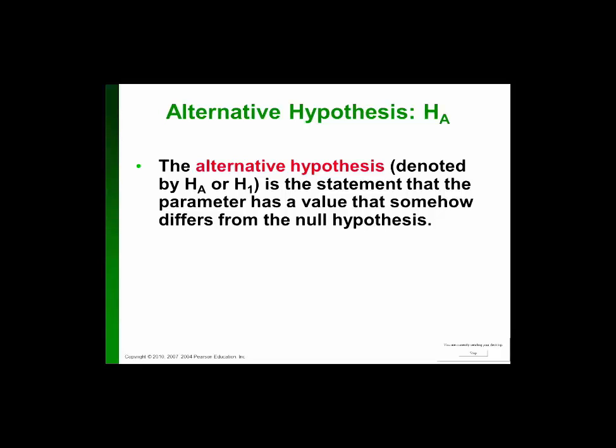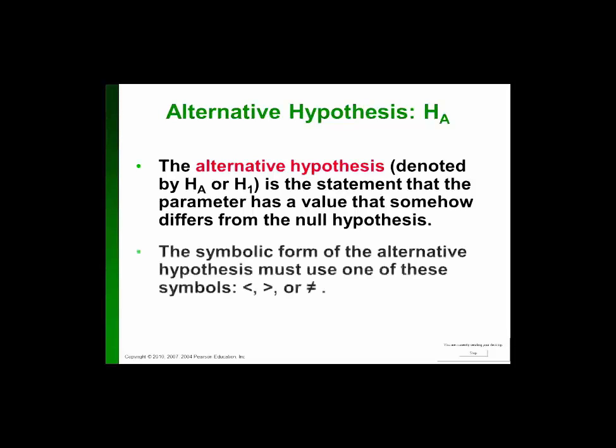It's the statement that the parameter has a value that somehow differs from what you state in the null hypothesis. If your null hypothesis is P equals 0.5, then your alternative hypothesis may be P is greater than 0.5, or P is less than 0.5, or just P is not equal to 0.5. But the alternative hypothesis is never going to just be equal. It's going to be less than, greater than, or not equal to.